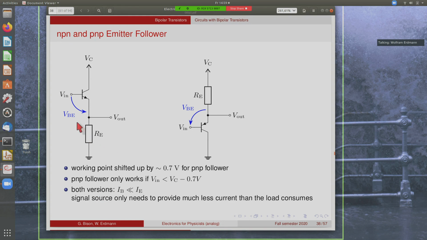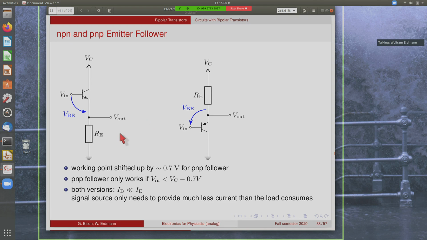In both cases, the trick here is again that the base current is much smaller than the collector current, than the emitter current. So the signal source that drives this load needs to provide much less current than the load consumes. So you can have a relatively weak voltage source here, and it can create a robust signal that can be loaded with relatively low impedances. So such a circuit is called a buffer.